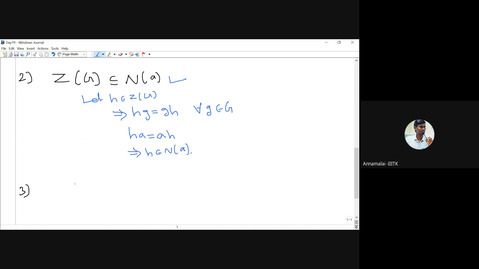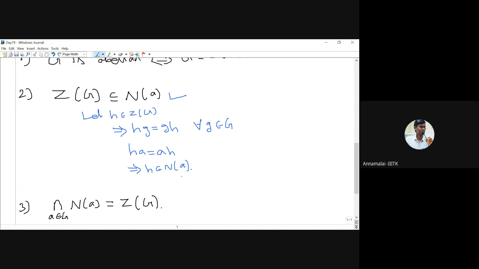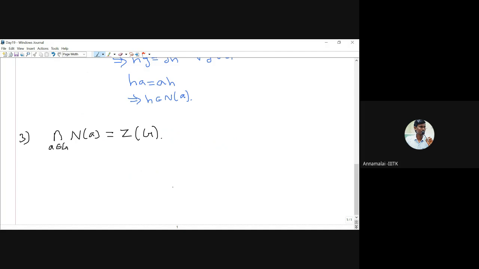Suppose I am taking N of A and take the intersection as A varies over all the elements of G. So this is nothing but Z of G. If we take the intersection of all N of A, it should be equal to Z of G. But if you take a single N of A, N of A contains Z of G. So the proof of this is trivial.